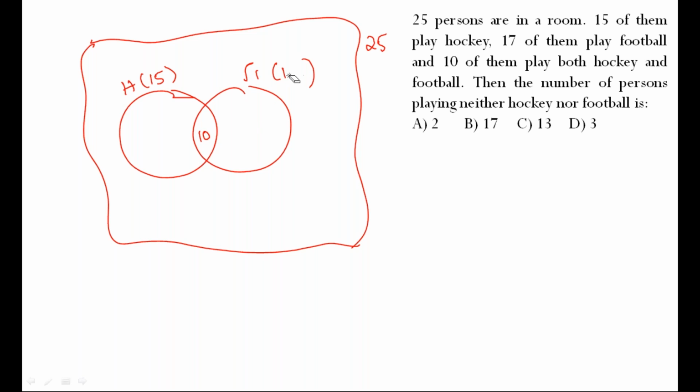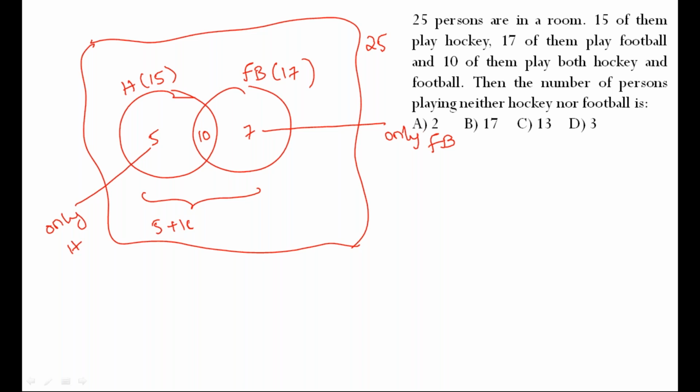See, in the first question also we discussed neither nor. Same thing again repeated, just for your practice purpose. Now, say this is 15, this is 10, this is 5. This is 7. What is this 5? Only hockey. What is this 7? Only football. Right. Now what is this total? Area 5 plus 10 plus 7, which is nothing but 22. You want 25 totally, so 3 people are neither nor.